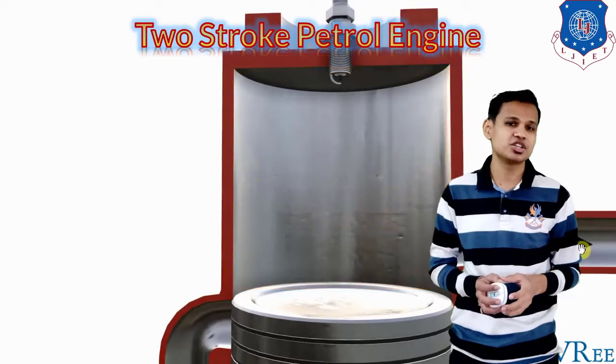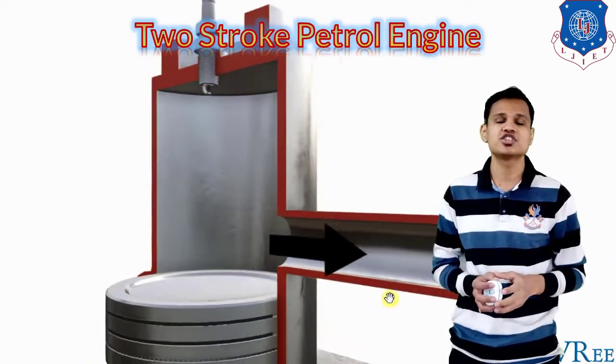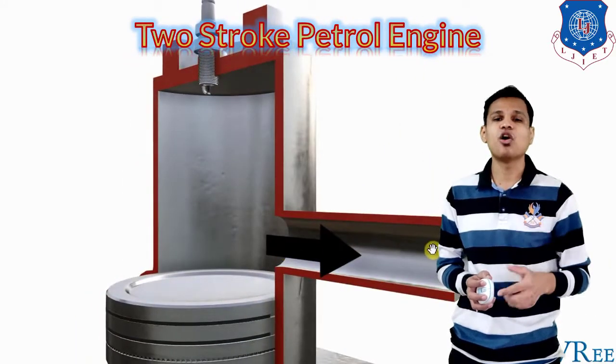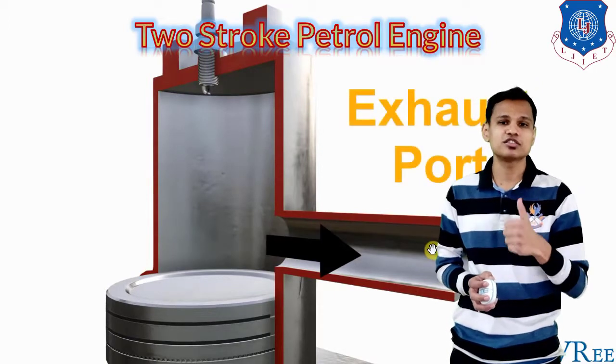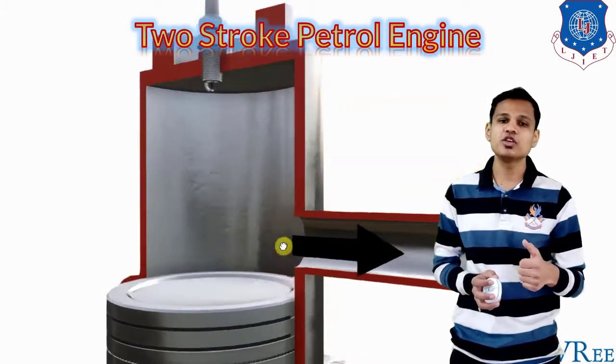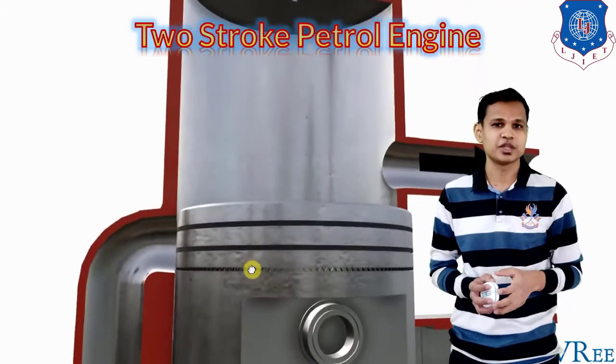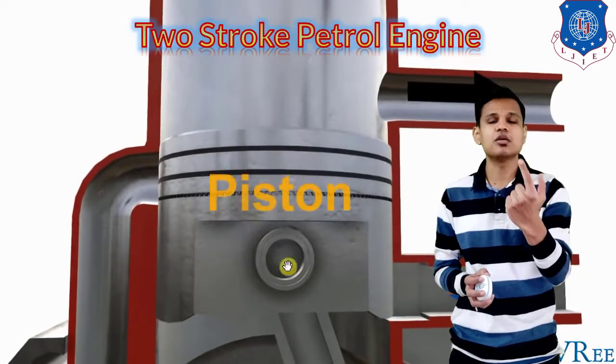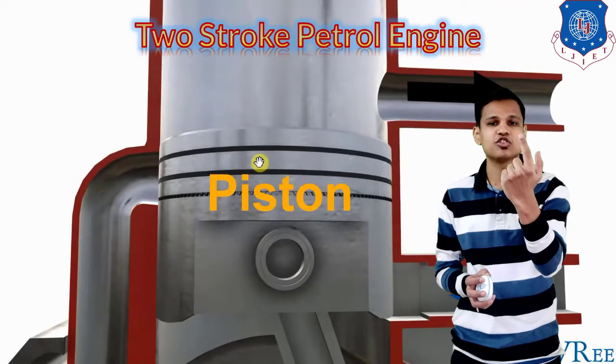You can see the combustion chamber, and the spark plug is arranged above that. Right now the port which you can see is the exhaust port. Valves will not be used in this engine; ports will be used. The port that is above the piston right now is the exhaust port.